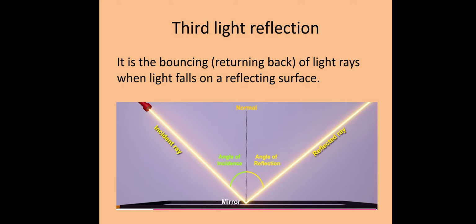Now, let's move to the third property, which is light reflection. We will only cover the definition of it. So, light reflection is the bouncing or returning back of light rays when light falls on a reflecting surface.